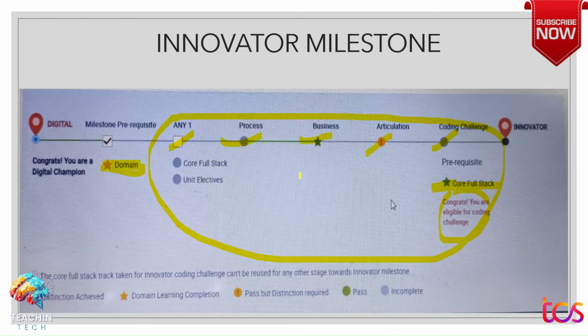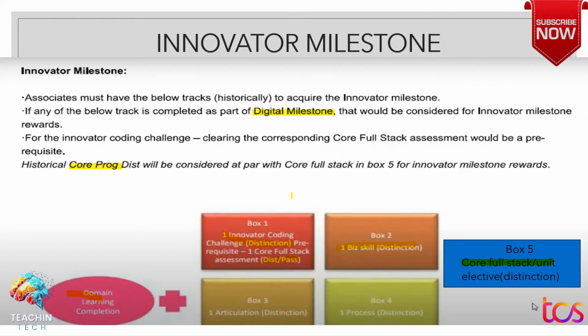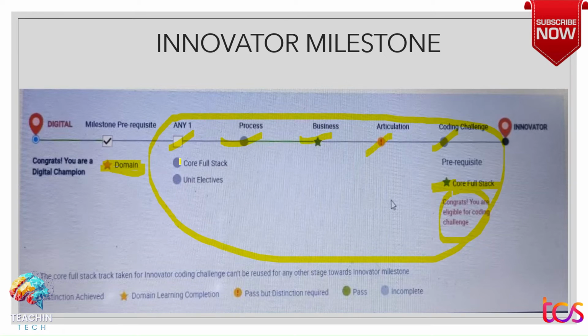The people who want to become innovators should definitely finish these things. If you see box number 5, you should finish either core full stack or unit elective, either one of these, with a distinction. If this is done, okay, this is done. The Alien process definitely should get distinction, or else it will not be considered.